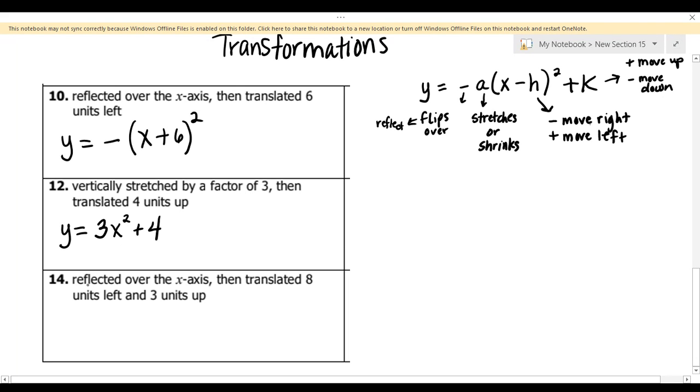Number 14 says it's reflected over the x-axis. So we're going to say y equals negative. Okay. There's no shrink or stretch, so we don't need an a value. X translated 8 units left. Okay, well, I go over here to my formula, and left is plus, so x plus 8 squared, and 3 units up. Well, up is also plus, so we say plus 3.